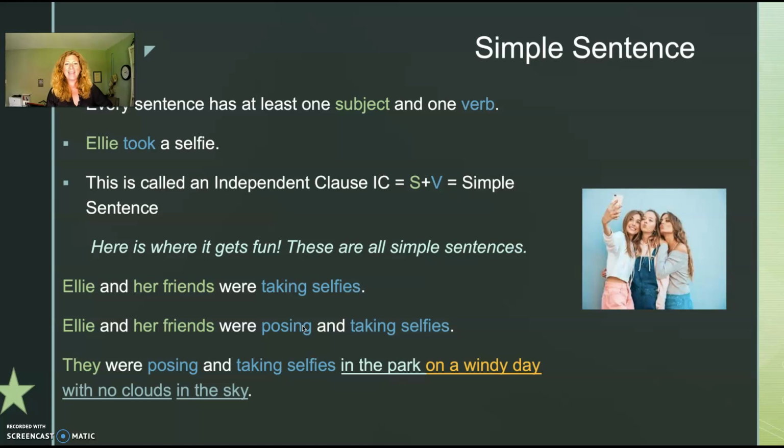Okay, and if that weren't complicated enough, here's one more option for a simple sentence. They, this is the subject, were posing and taking selfies. Okay, so we have a compound subject, compound verb, in the park on a windy day with no clouds in the sky. It is still a simple sentence. You guessed it, because these are prepositional phrases. Excellent.